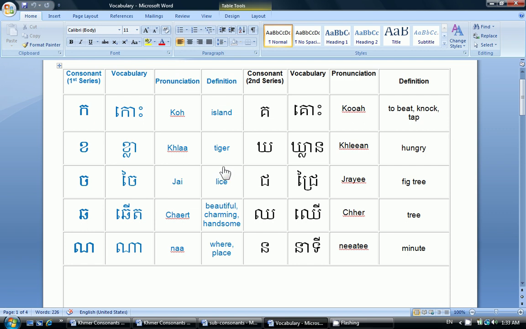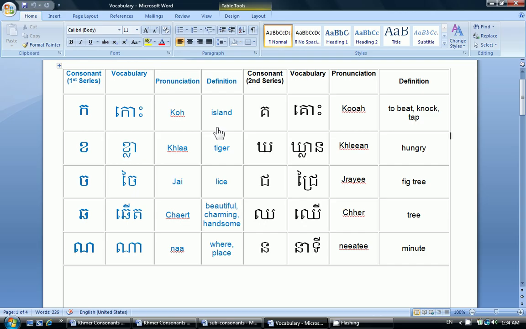Hopefully it will help. Let's look at the first consonant, ga. Ga is a first series consonant. So ga with a vowel, sra, ga, sra, ga, which means island.